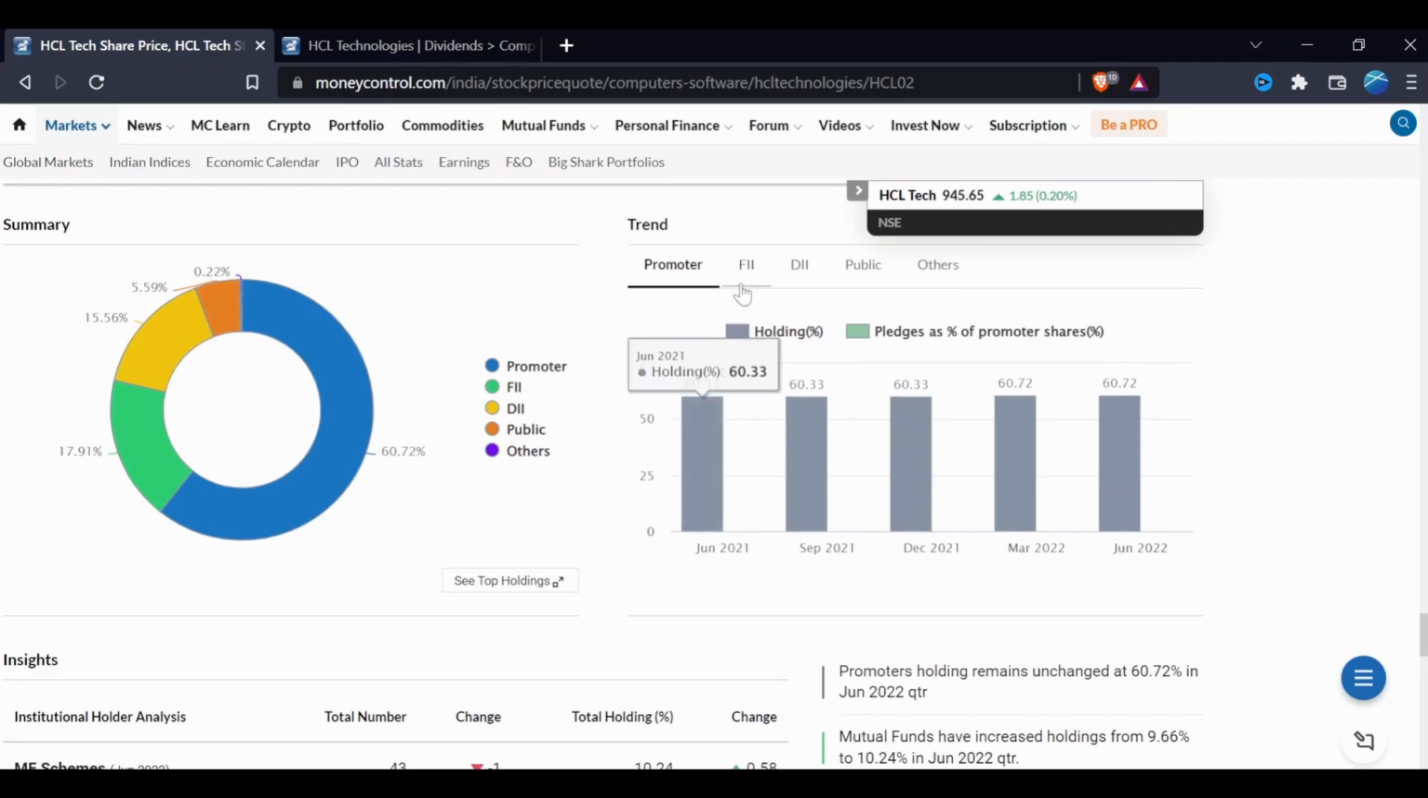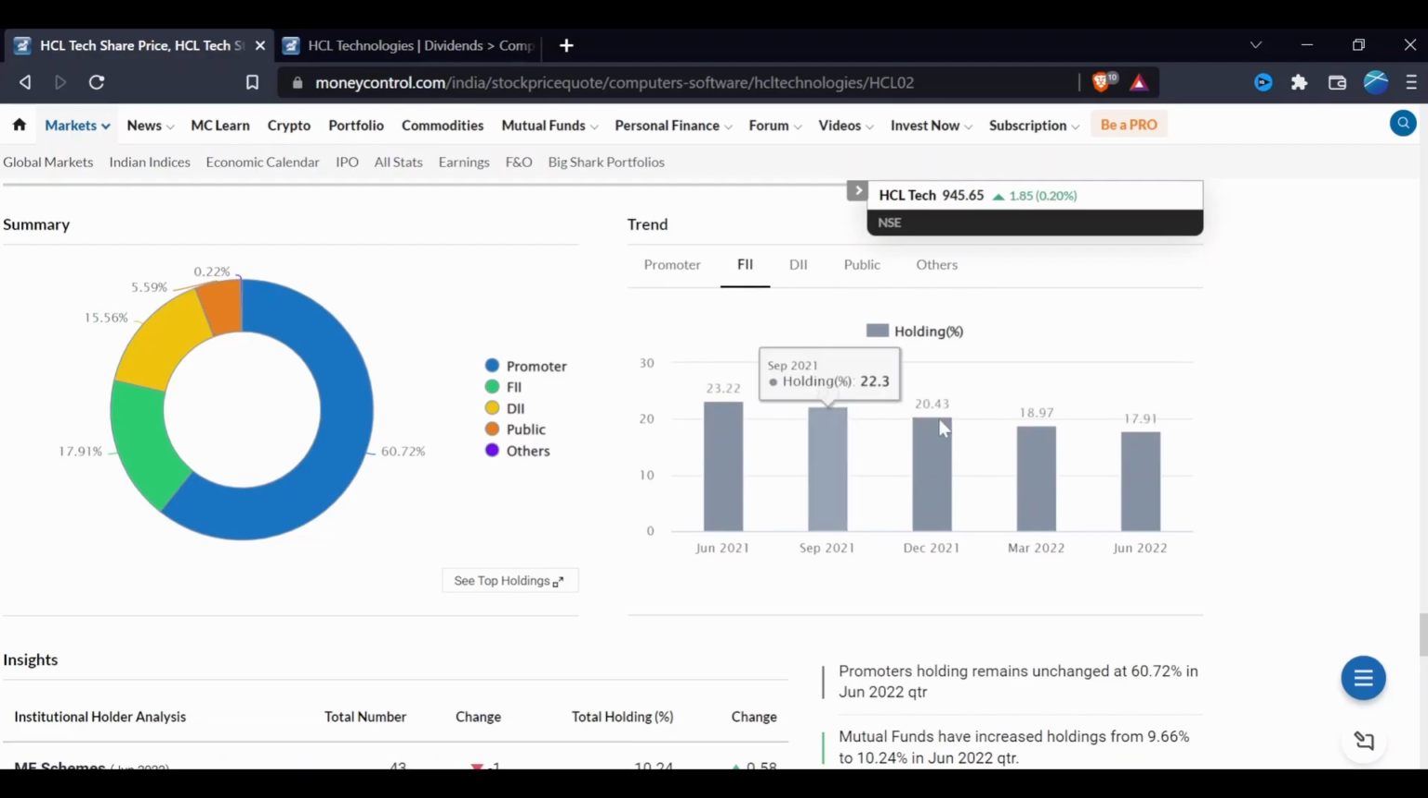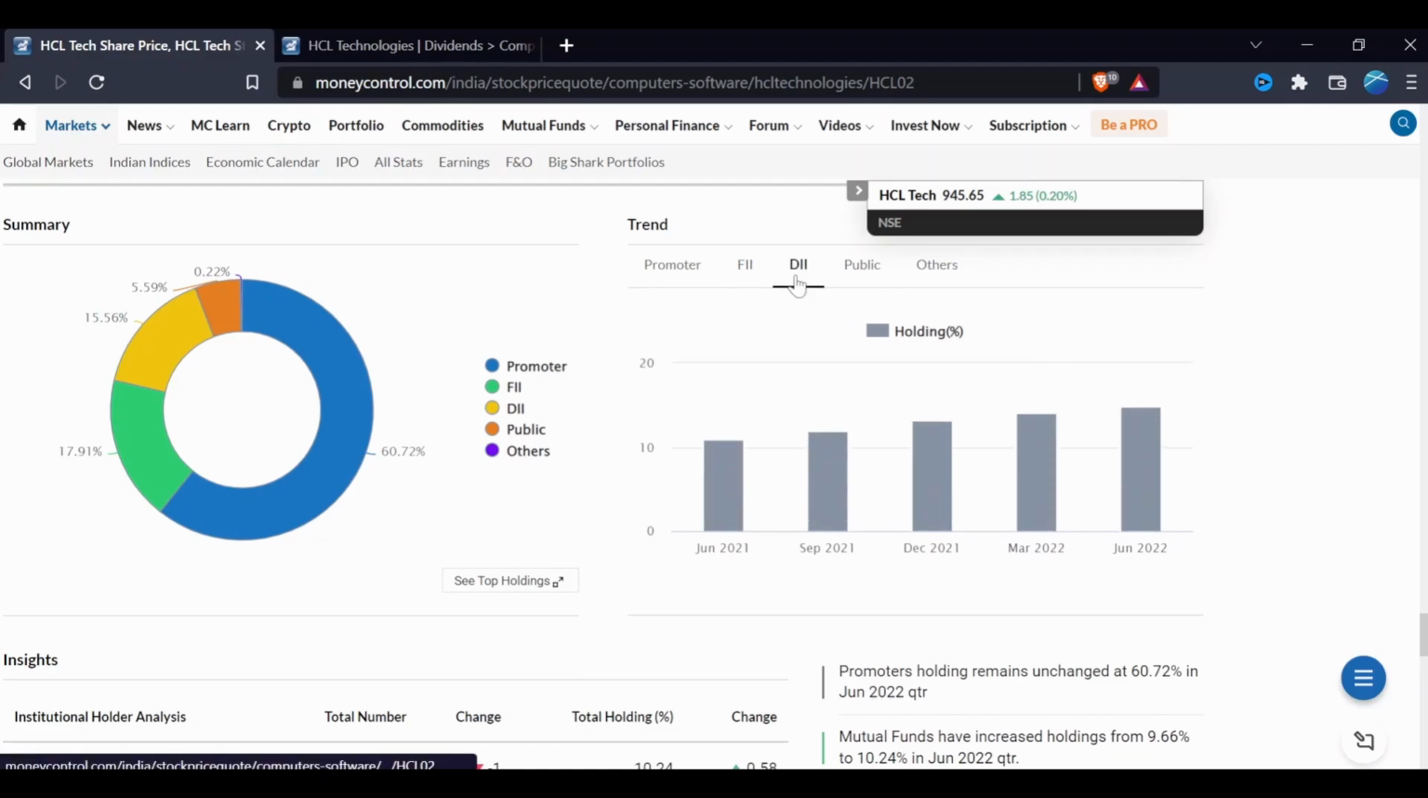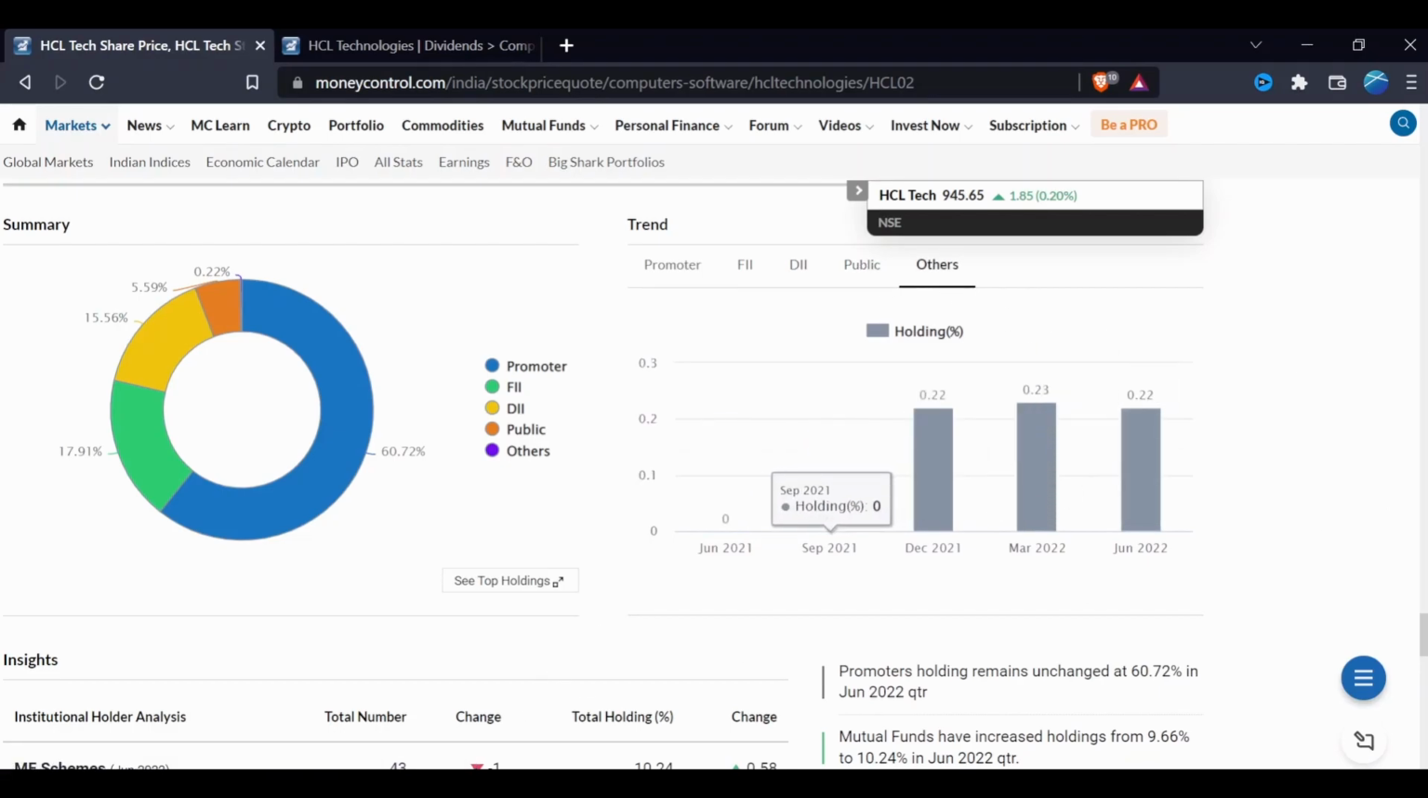Now let's check our third step, which is the shareholding pattern. As you can see, the promoter stake is the same, it's not increasing, but it's good, as they have 60% of the holding. Foreign investments have been declining, but domestic institutional investors' investments have been increasing, and there are no pledged shares according to this site. So this stock looks good for long term investment, as you can see from the fundamentals.